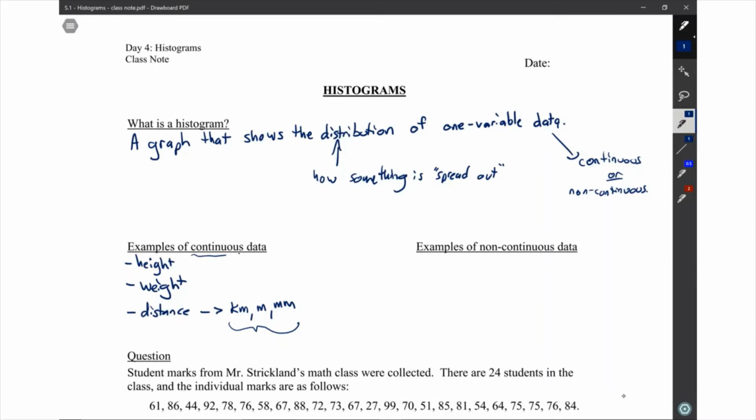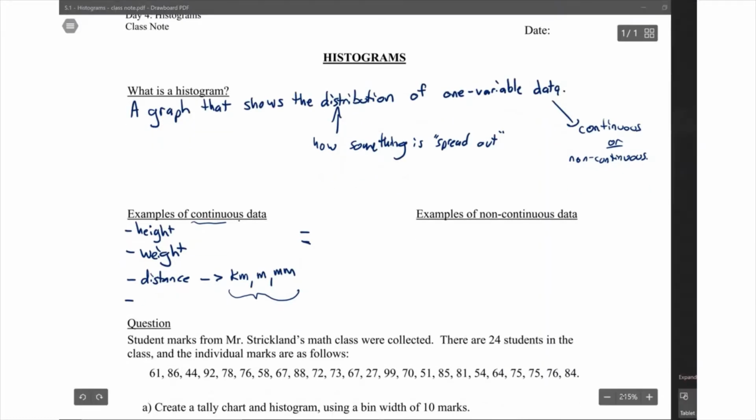So you can have 2 kilometers between two objects, but you can also have 1.9 kilometers, or you can have something in between that, just depending on how you're measuring it. So distance, weight, and height are all examples of continuous data. Please try to come up with 2 or 3 more examples on your own here.